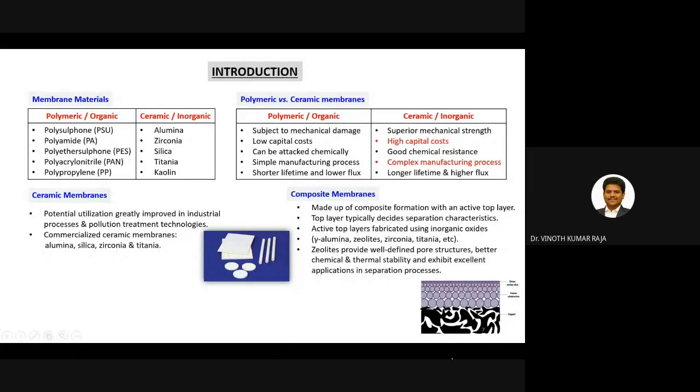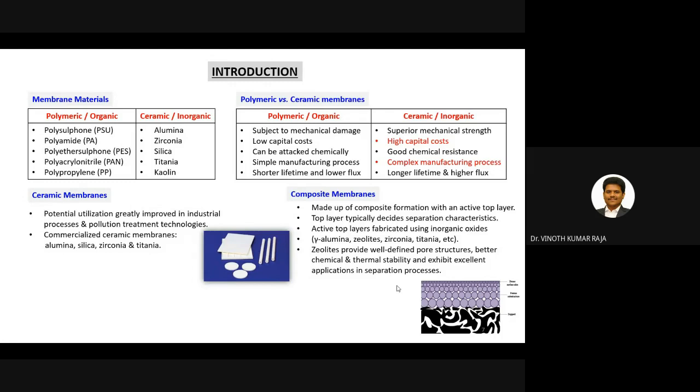So you can look at this figure, this active top layer which typically decides the separation characteristics. Most of these active top layers are fabricated using inorganic oxides such as gamma alumina, zeolite, zirconia, titania, etc. Among these various oxide materials, zeolite provides a well-defined pore structure and better chemical and thermal stability.